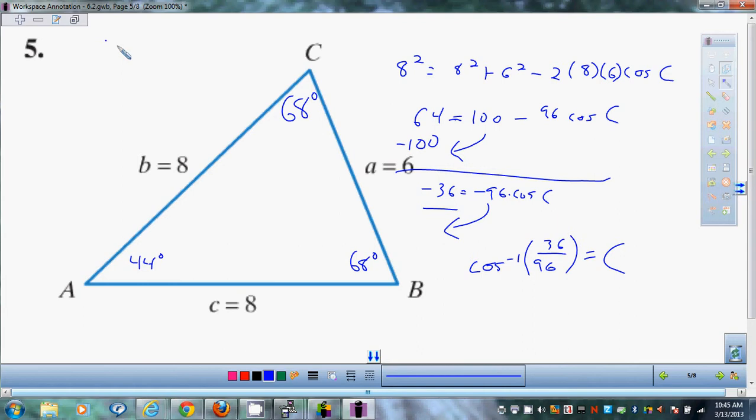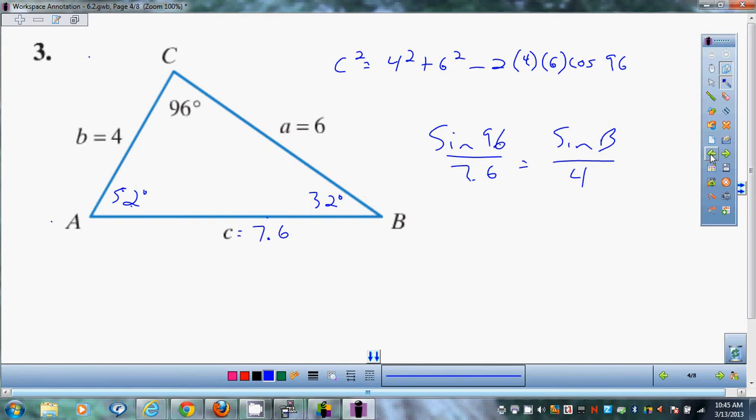Today, just like the other day, you're going to have to find the area for all of these. Now, for this one, that's pretty much straightforward: 1/2 times 4 times 6 times sine 96, right? The two sides and the included angle. Now on your test, I'm going to have at least one area problem, and you're more than welcome to just use that formula for all of them, like this one.